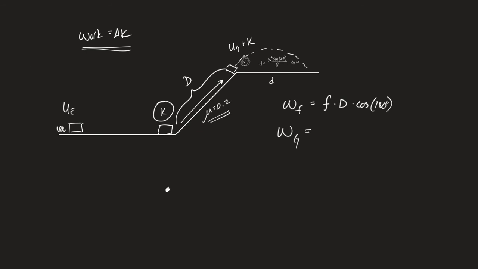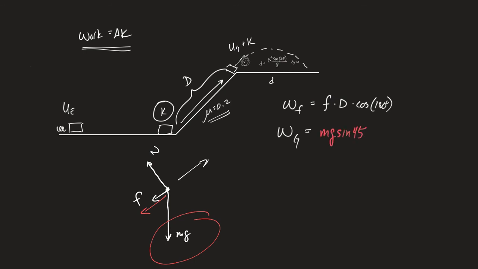If I think about my free body diagram, remember it's mg, normal, friction. And the box is going that way. So do I want to deal with the component of weight down the ramp? Is that how you want to do this problem? If so, then it would be mg sine 45 times d times the cosine of 180 degrees. We've done this before. This is in your notes, or should be.